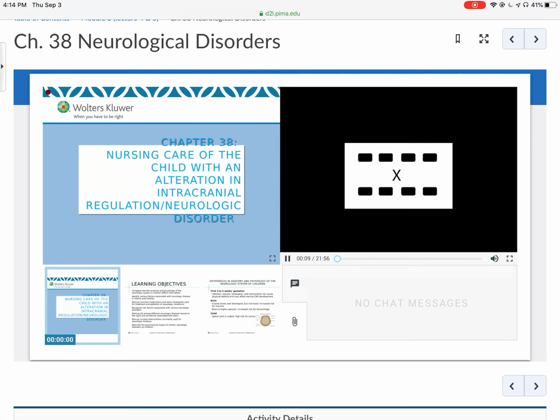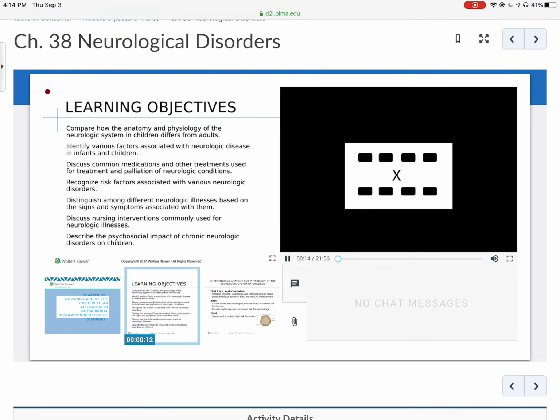Cranial regulation neurologic disorder. In this chapter, we're going to talk a little bit about some of the anatomy and physiology, comparing children to adults. We're going to talk about some neurologic disease factors associated with kids, some medications and treatment of conditions, a few of the risk factors with some of the problems, some signs and symptoms of neurologic illness, some interventions, and then the psychosocial aspect.